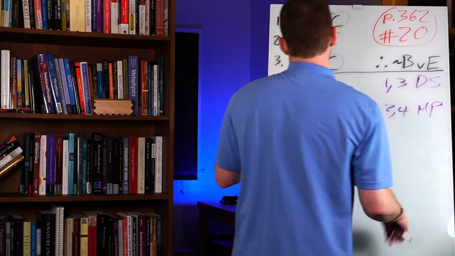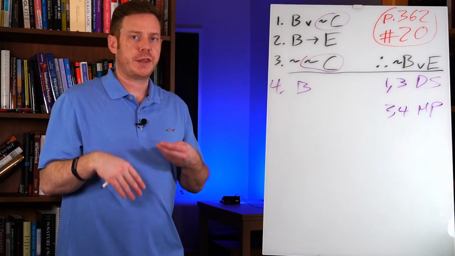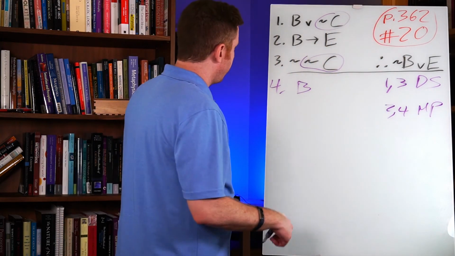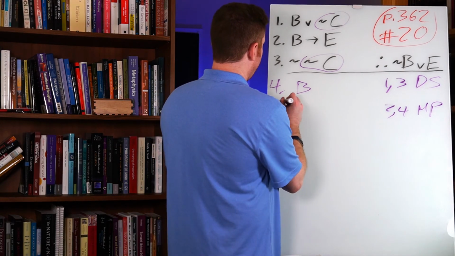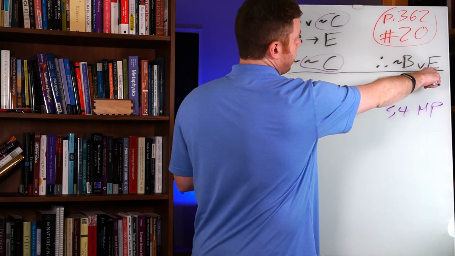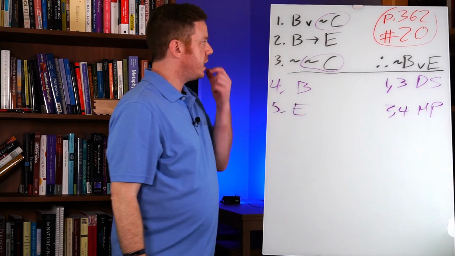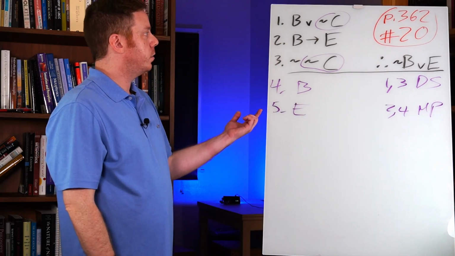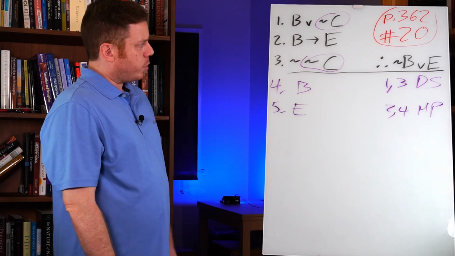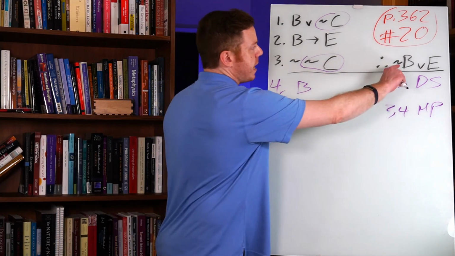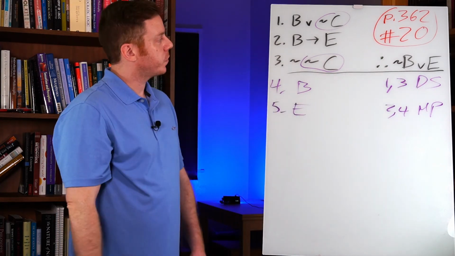So just think what you can do with your rules. Do they fit anywhere? That's going to help, because if we get E, well, that's part of our disjunction. So from that, we get E. Well, now we just need not B or E.